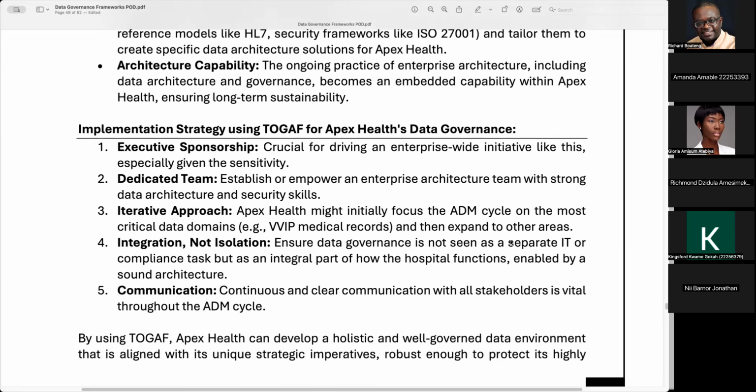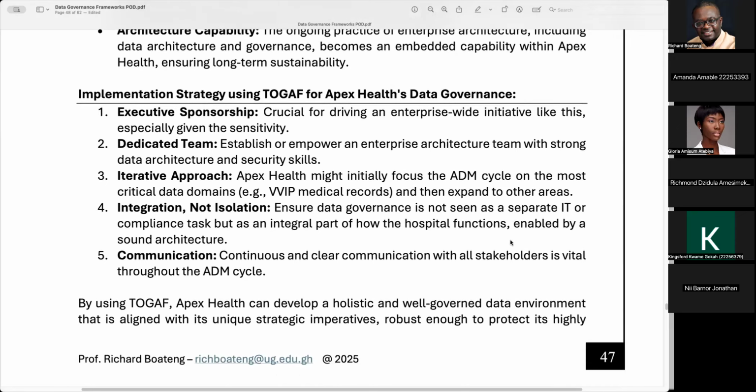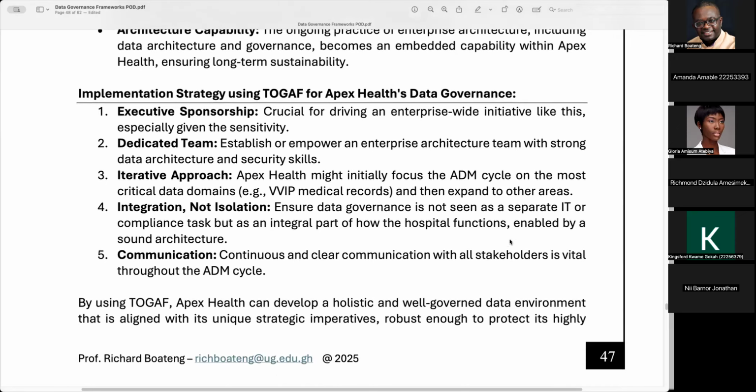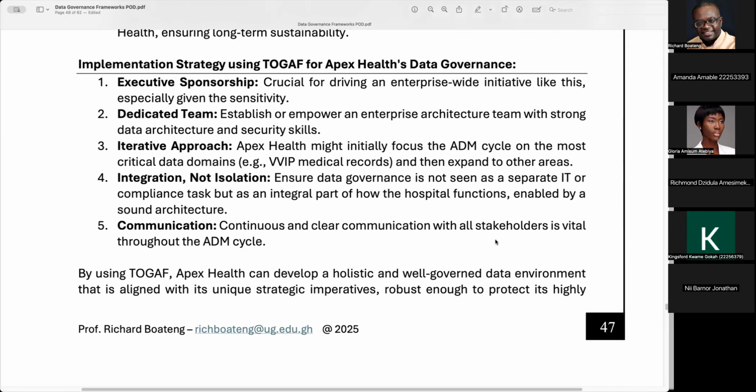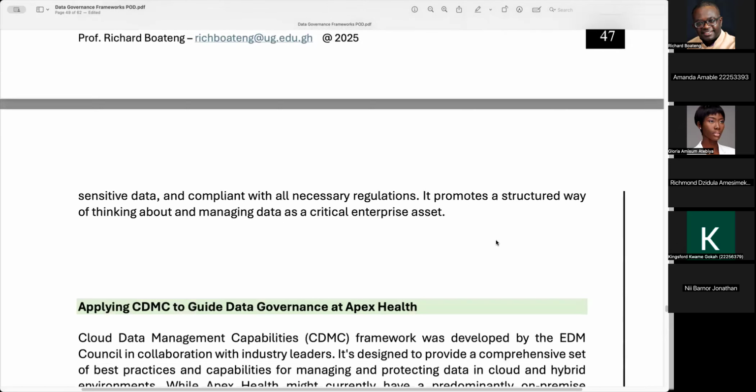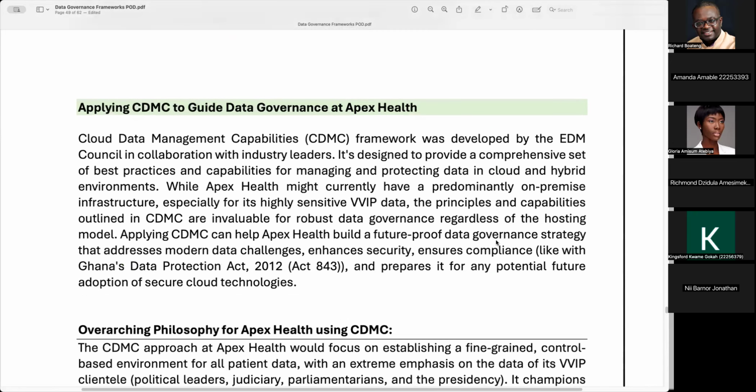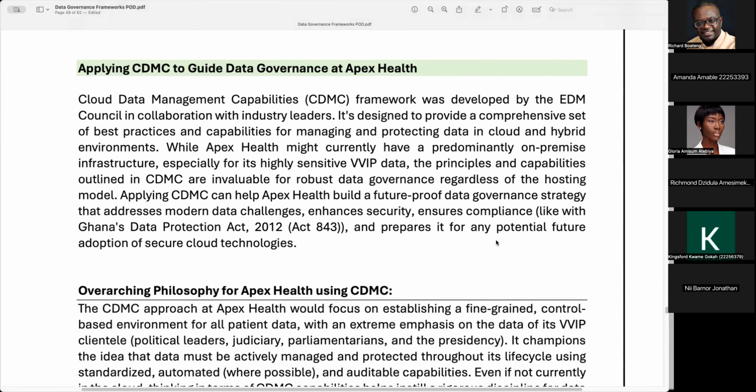TOGAF's strength for Apex seems to be its holistic, structured approach to designing a well-governed data environment that is explicitly aligned with the hospital's unique and critical strategic imperatives, providing a robust framework for managing highly sensitive data, ensuring compliance, and enabling strategic decision-making based on trusted information.